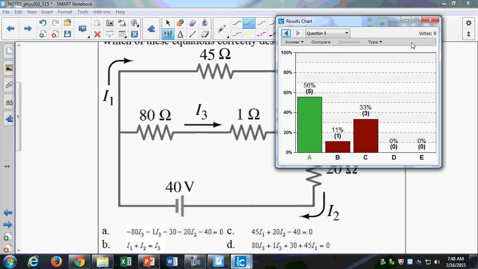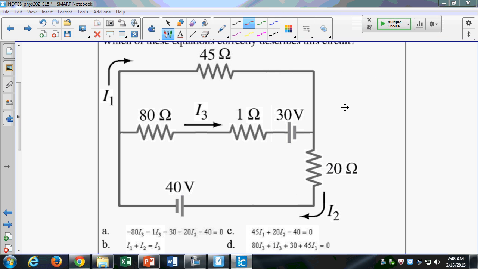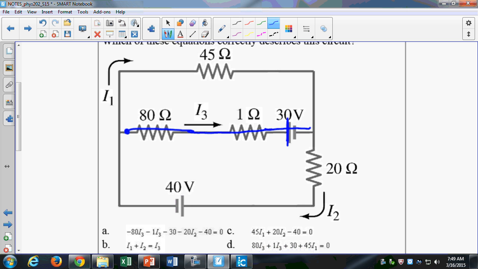Let's see, I think A is right. Let's take a look. So I have minus 80 I3. That means I'm starting here and going in this direction. So I get minus 80. It's negative because I'm going with the current. Minus 1 I3. Minus 30. I'm going from high to low, so it's negative. Minus 20 I2. That's correct. And minus 40. And then I come back. So that one is correct.